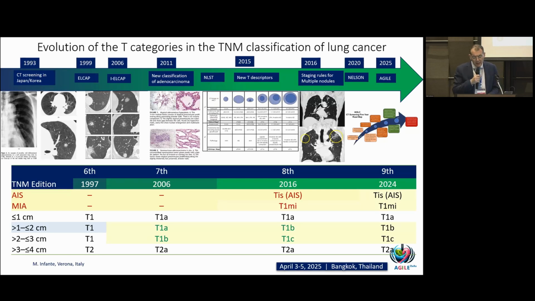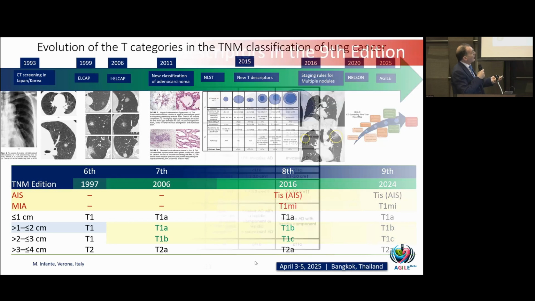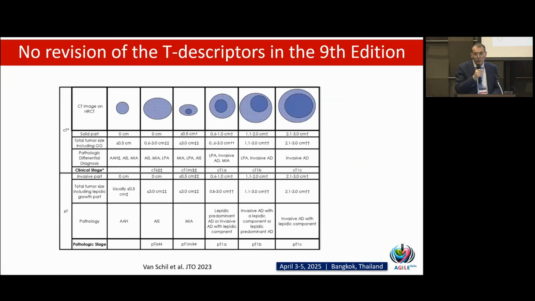And in the meantime, several years later, a lot of data were accumulated that finally led to the new T descriptors that take into account that for subsolid lesions, what counts is the solid proportion. And you can see this. Okay, the classification is robust enough, and there has been no change between the 8th and the 9th edition. So we just move on from that.